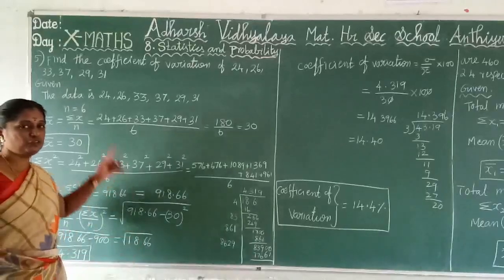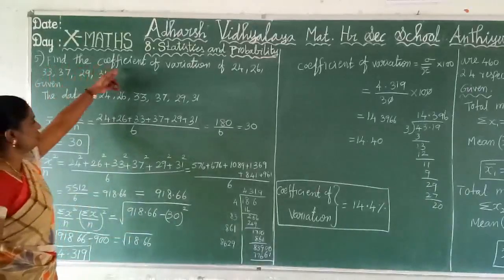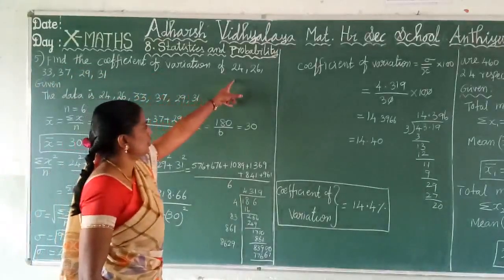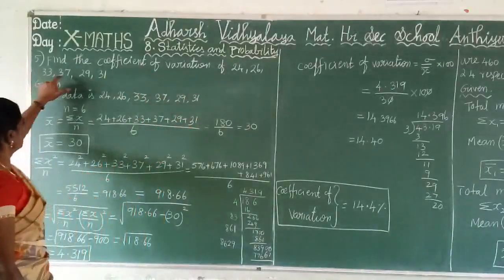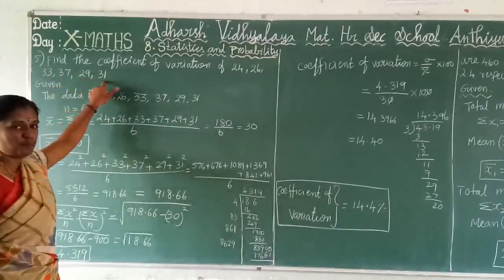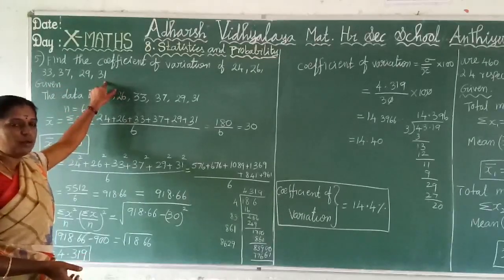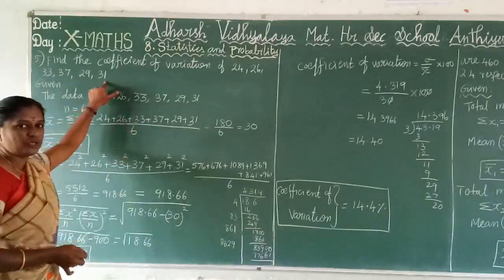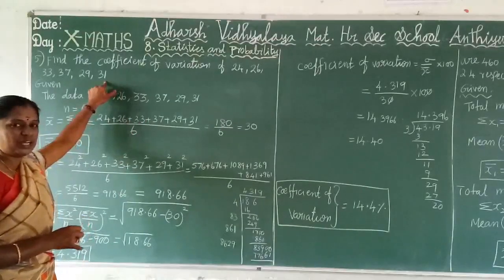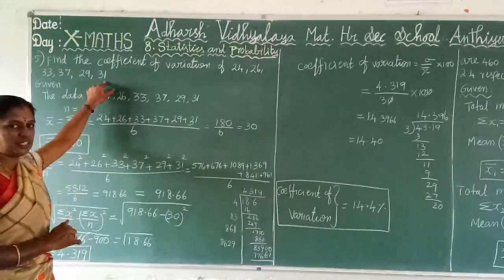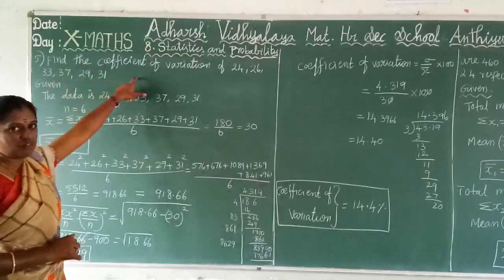Now we discuss the fifth one. Find the coefficient of variation of 24, 26, 33, 37, 29, 31. In previous questions, the standard deviation and mean values were given. But here the data is given. Using this data, we have to calculate the mean and standard deviation and then find the coefficient of variation.